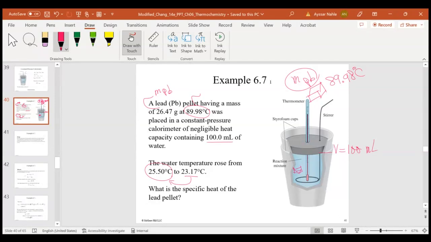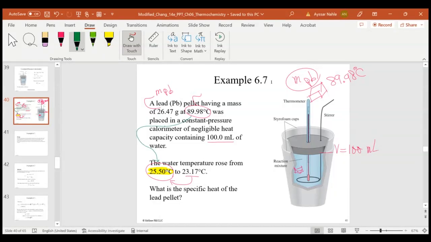Now, it does make sense, because if I have a hot object with high temperature and I put it in water, the temperature of the lead will go down and the temperature of the water will come up until the temperature of the water and the temperature of the lead are the same, right? The final temperature is 25.50, right? The water went from low temperature to high temperature, and the lead went from high temperature to low temperature, right? Perfect.